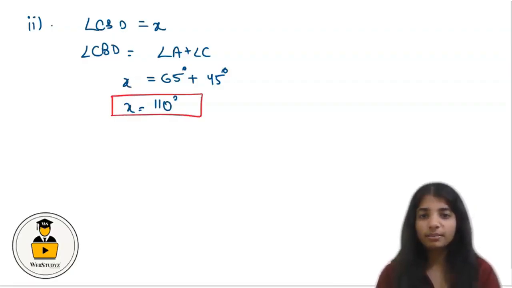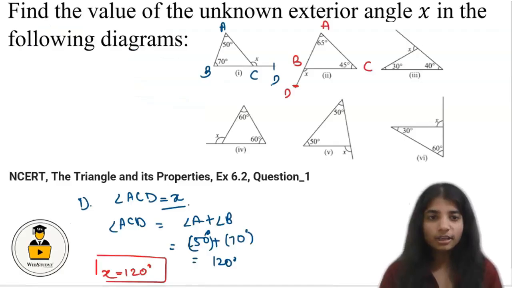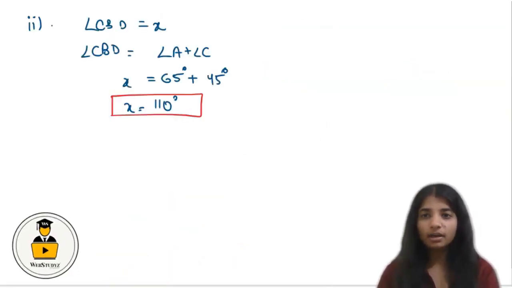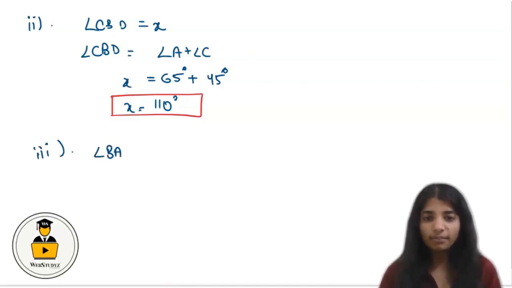Now let's discuss part 3. So this is our third part. Let's say this is A, this is B, this is C, and this is D. We have to find out the value of the angle BAD. Let's say we are considering that angle BAD is equal to x, and we know that the exterior angle is equal to the sum of the interior opposite angles.